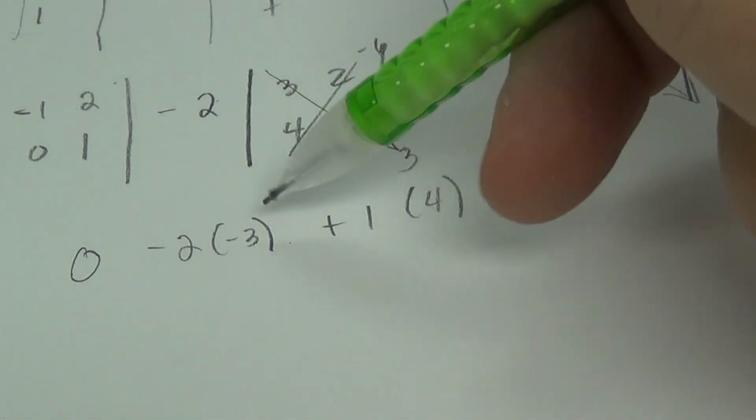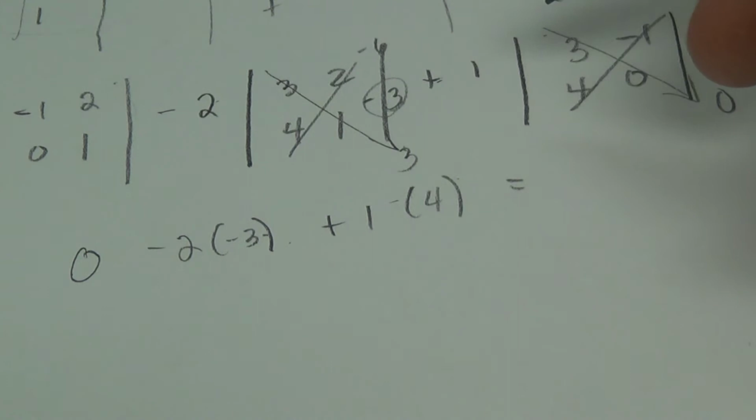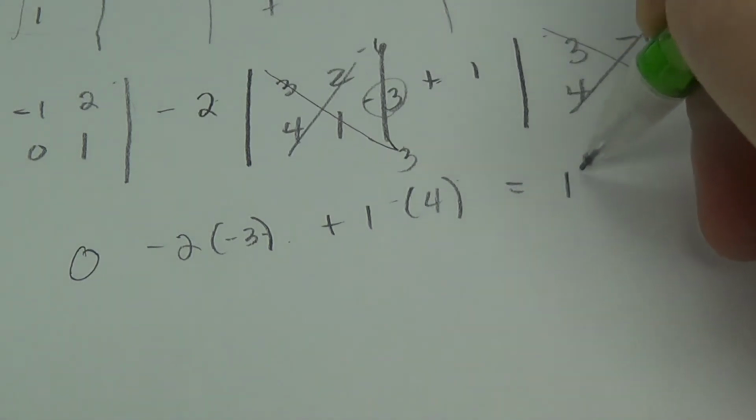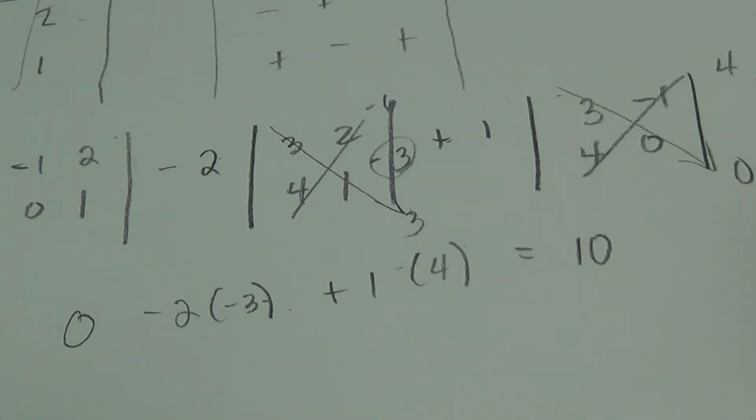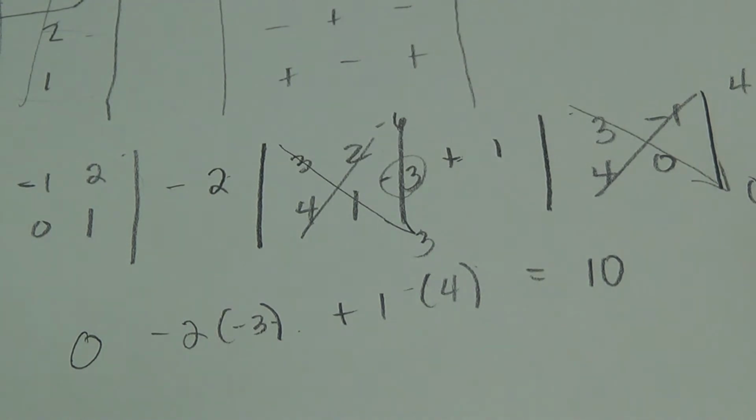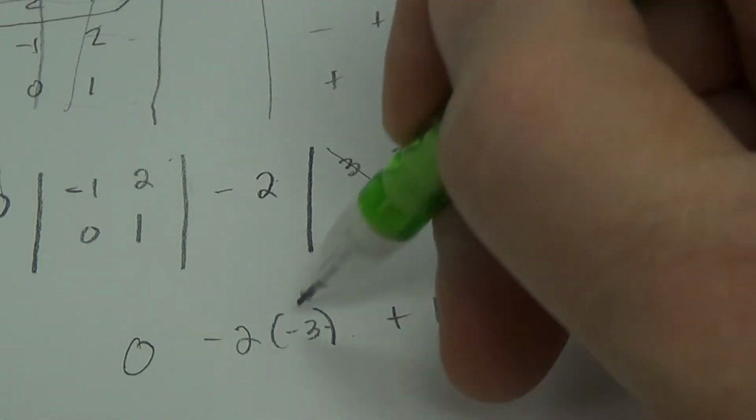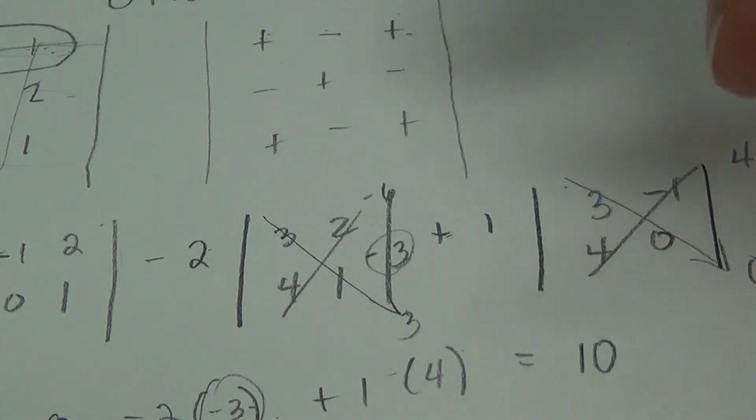Alright, so what is a 6 plus a 4? Alright, I got a 10. Not what I was expecting. Let me see. I see a mistake took place right here. So let me go back to this determinant.